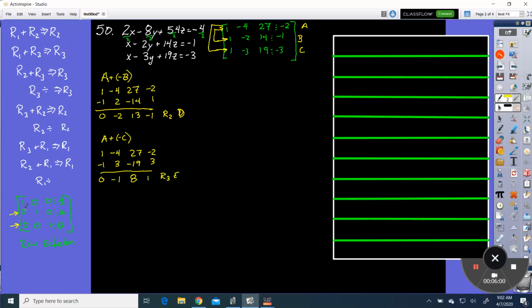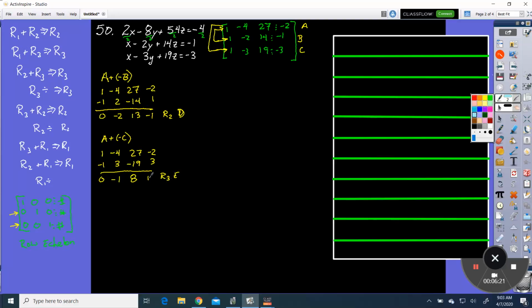Okay, so I've got these two to be zeros. See how this is a 0 at the beginning of row 3 and of row 2. Now on row 3 it needs to become 0. So to do that, it says to add row 2 and row 3 together. So I'm going to do D and E together. Okay, so I need to multiply E by negative 2.